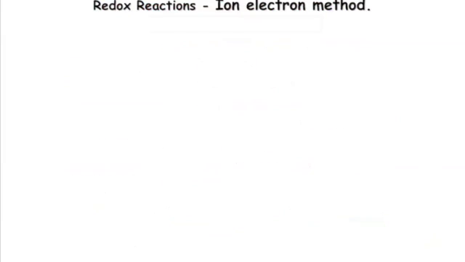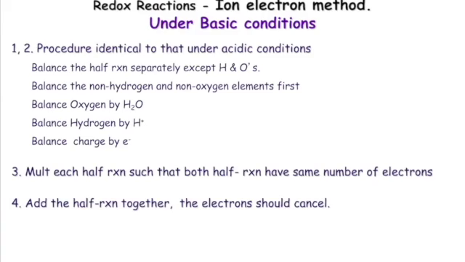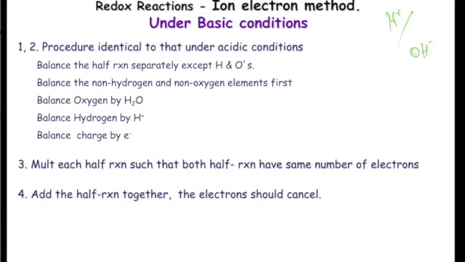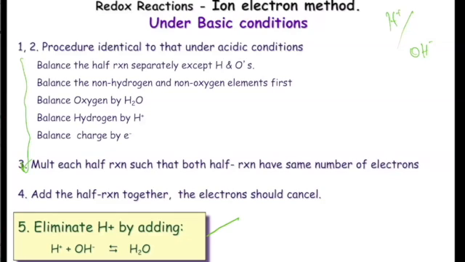So let me move on and tell you about basic conditions. Under basic conditions, instead of H plus, what you will have is OH minus. The steps are identical to balancing under acidic conditions, except for the very last step. This step right here is pretty much identical to what I already talked to you about, except that we now need to introduce this reaction right here.